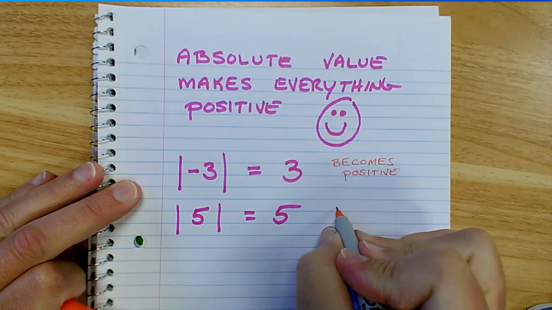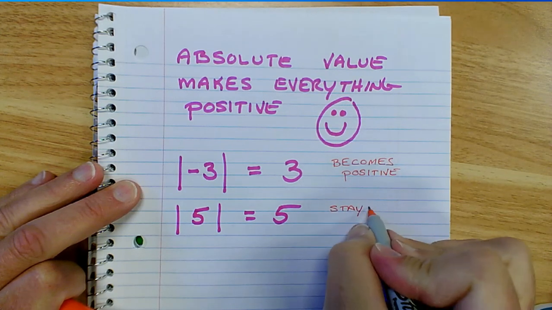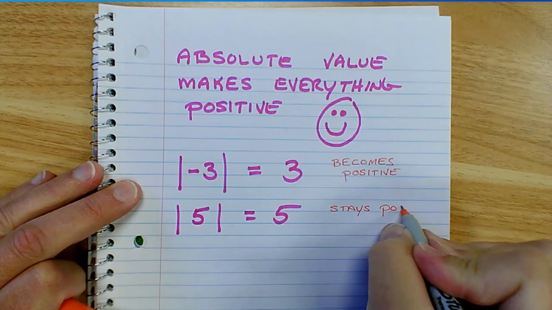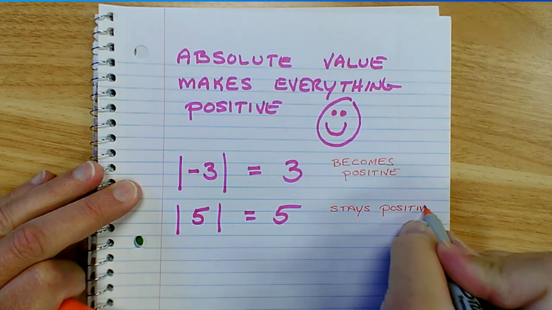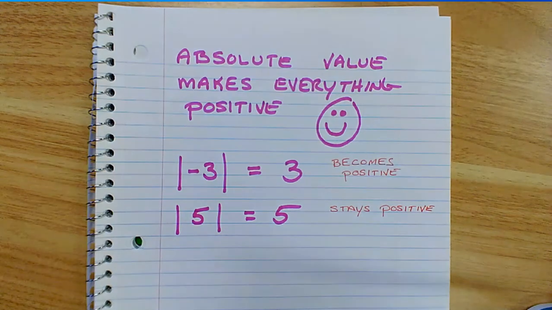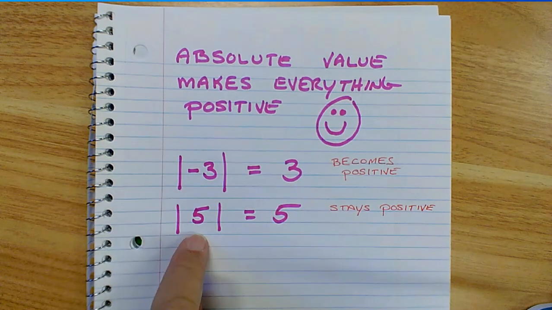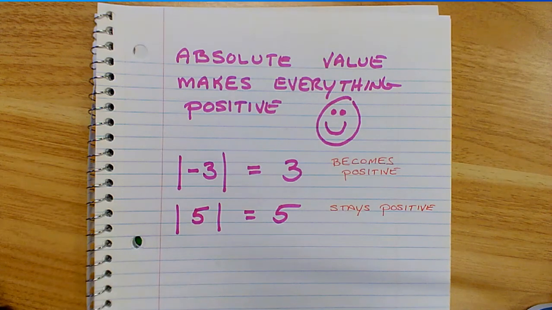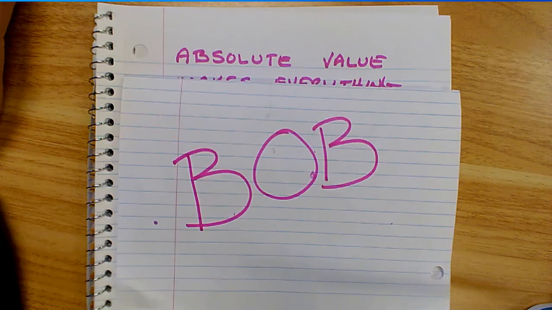And over here, it stays positive. Absolute values make everything positive. This one becomes a positive. This one stays a positive. And I need to give you the magical word. And the magical word is going to be, there it is. There's the magical word.